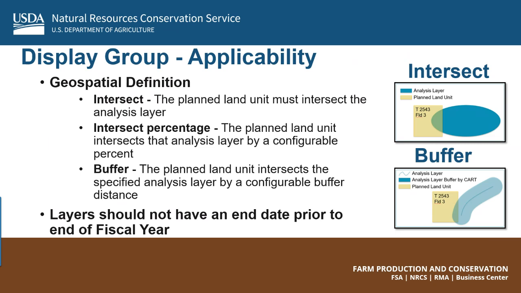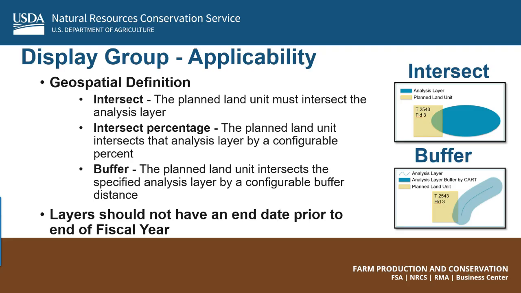So some commonly used geospatial definitions, I talked about them just briefly with that example, but you do have intersect, which is going to basically look at, does this land unit cross my boundary layer at any point? And so that would allow that field to come into play. For the intersect percentage, that planned land unit would have to intersect the boundary layer or the analysis layer based off of whatever that percentage is that you established when you built your ranking pool. So if it's 25%, then 25% of that field or that land unit would need to intersect with that layer.